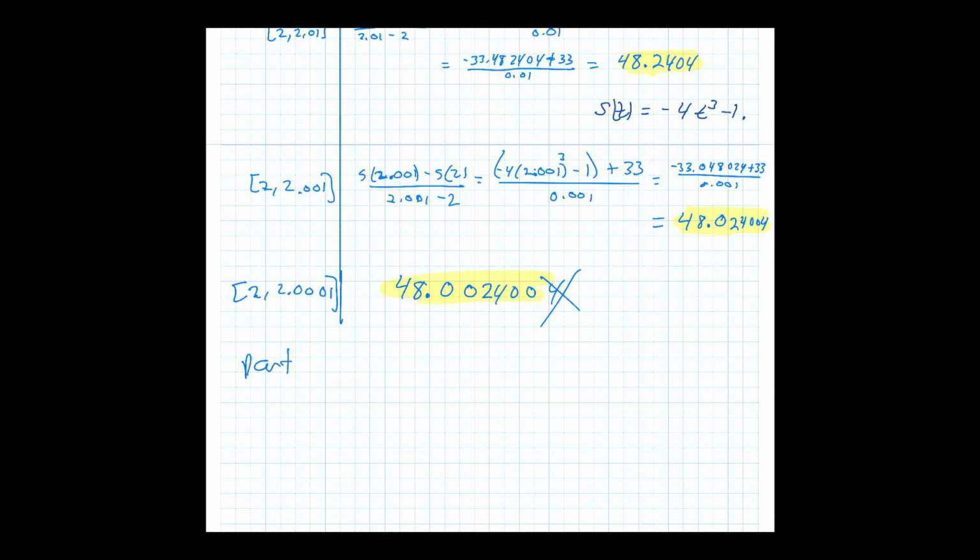Now for part B, you try to estimate what S prime of 2 would be, which would be the instantaneous velocity. Well, based on these numbers, right? Like 48.2, 48.02, 48.002, these look like they're getting closer to 48. Okay? So that's what you would want for an answer for part B.